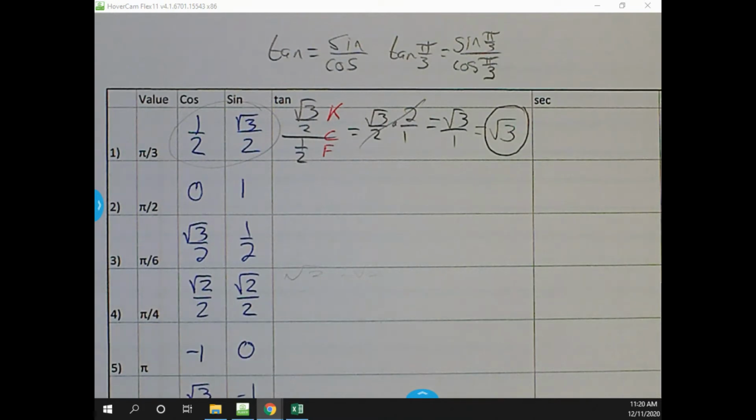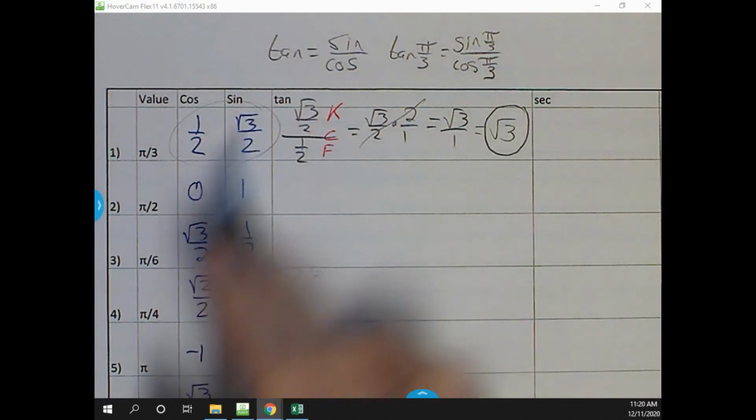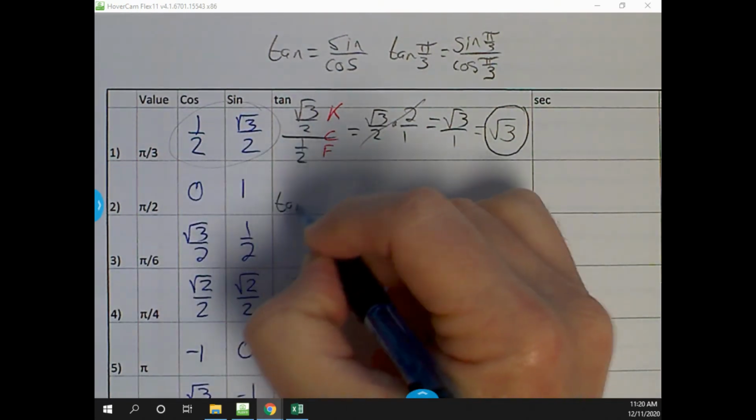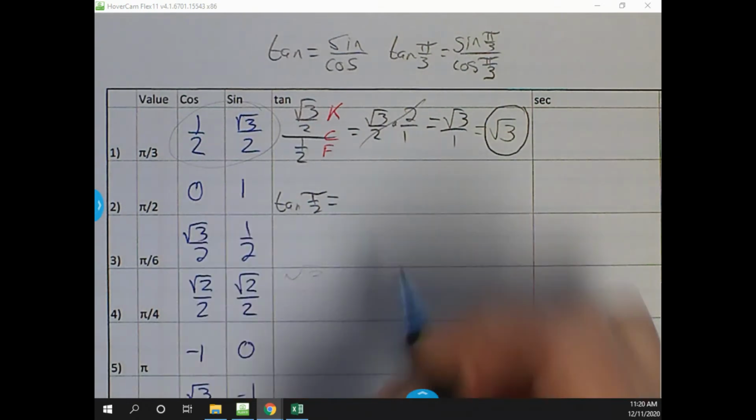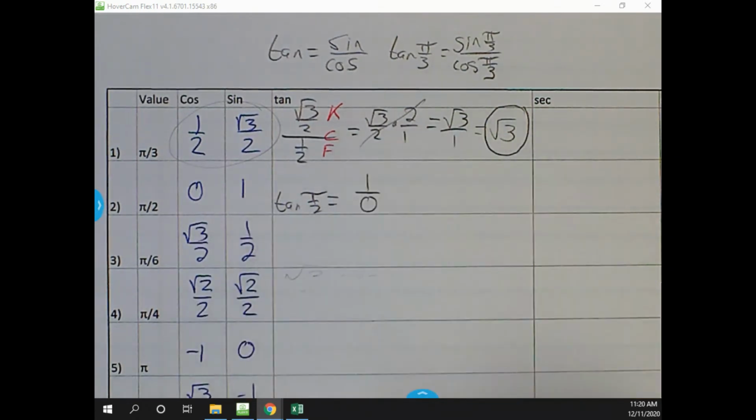Okay, now, some people say, well, are we always going to do that much work to get tangent? No, because here's one where you're going to get a really quick, short answer. Because again, tangent, if we were doing tangent of pi over 2, that means we need to do sine over cosine. That's 1 over 0.